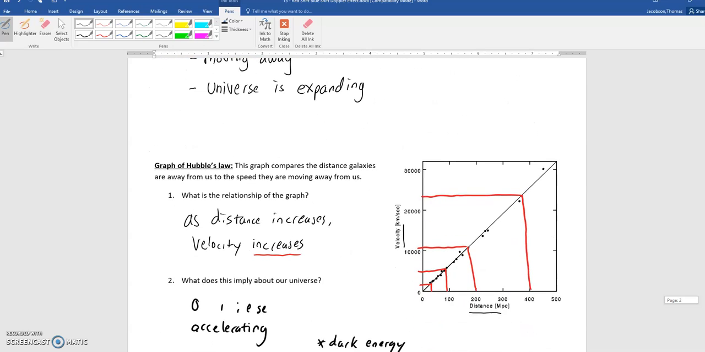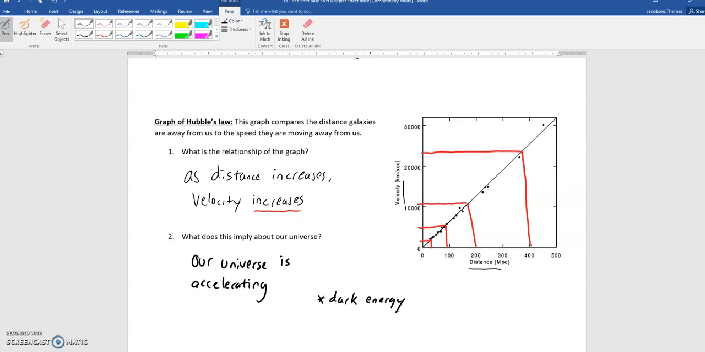And you should also know that as galaxies get further away from our galaxy, they are getting faster, and that means that the universe is not only getting bigger, but getting faster.